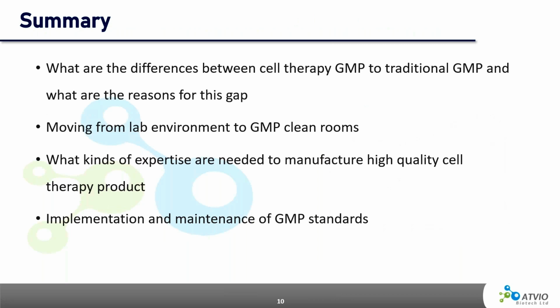So, to summarize quickly what we talked about, we defined the key differences between our industry and the traditional pharma, and we spoke about the things we should consider from the moment we start creating our process and designing our manufacturing. These are the things we should pay attention to when moving forward in the clinical phases.